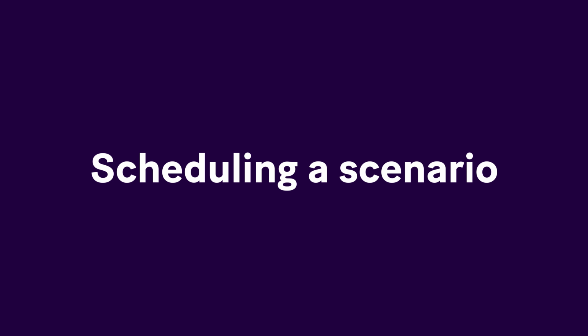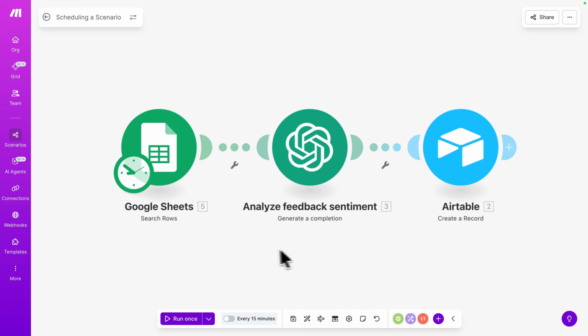Scheduling controls when your scenarios run in Make. Let me show you how to set it up. For any scenario that has a scheduled trigger, you'll notice here there's a clock icon on the very first module, the trigger module, and this means that this is a scheduled run.